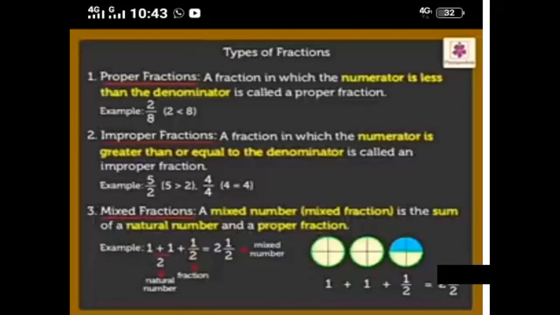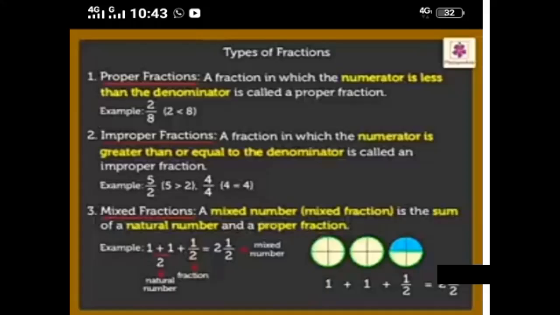Next one is the mixed fraction. In this mixed fraction, a mixed number, the fraction is the sum of a natural number and a proper fraction. അതിൽ രണ്ട് ഒരുമിച്ച് വരും അല്ലേ? ഒരു നമ്പർ പാർട്ട് ഉണ്ടായിരിക്കും, ഒരു ഫ്രാക്ഷണൽ പാർട്ട് ഉണ്ടായിരിക്കും. That's the sum of a natural number and a proper fraction. This type of fraction is called a mixed fraction.